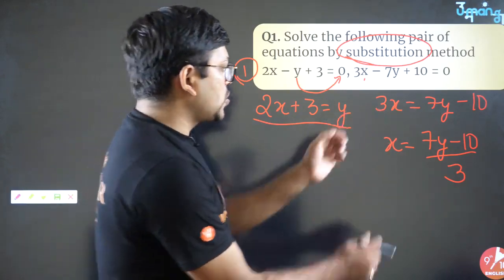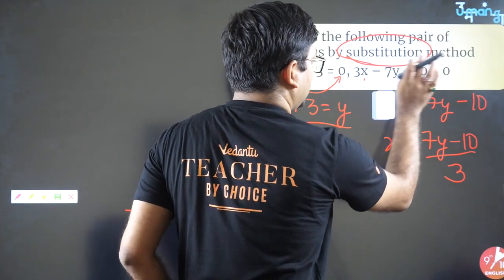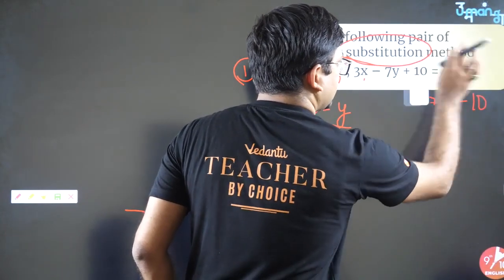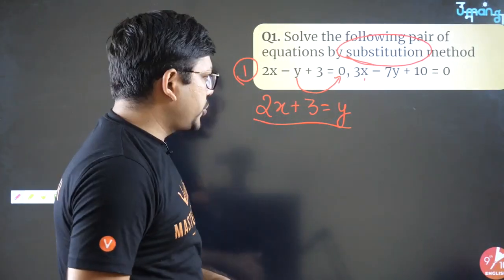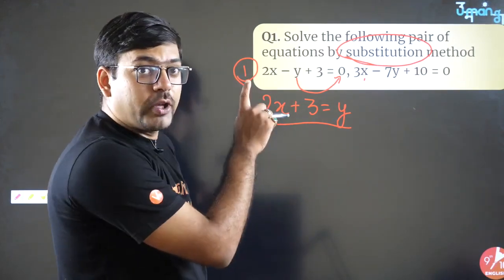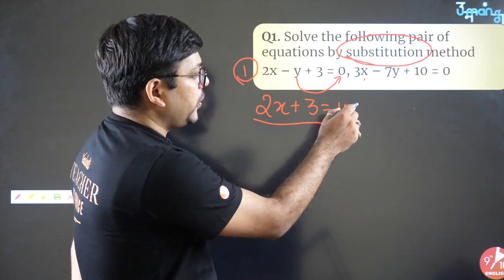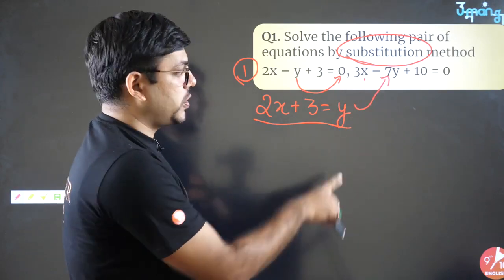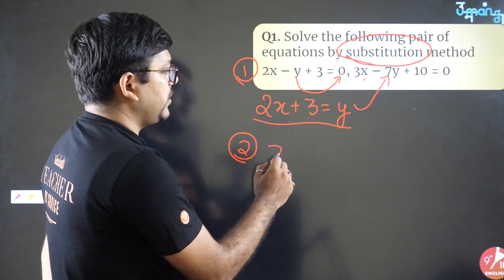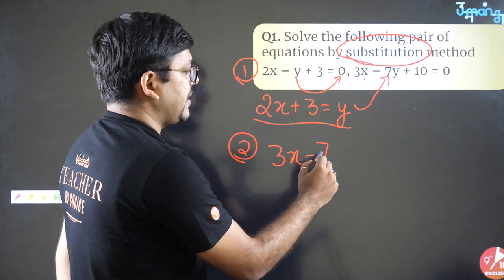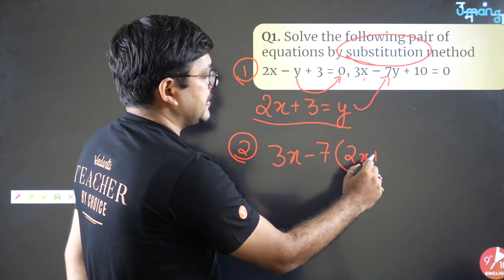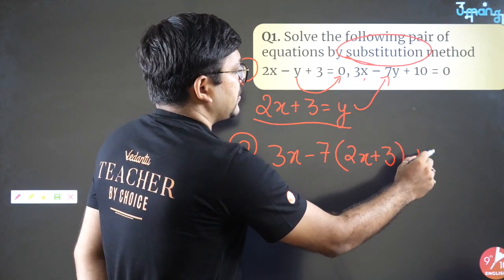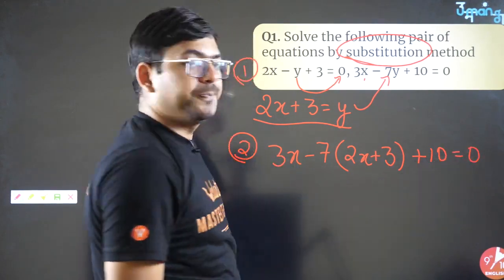Go with this one. So what do you have to do? Let's remove this. So what you need to do actually, you have got the value of y, but you have got it from the first equation. So you need to put this value in the second equation. So in the second equation, what you're going to do is 3x minus 7. In place of y, what you will write? 2x plus 3. So this is 2x plus 3 and then plus 10 is equals to 0.